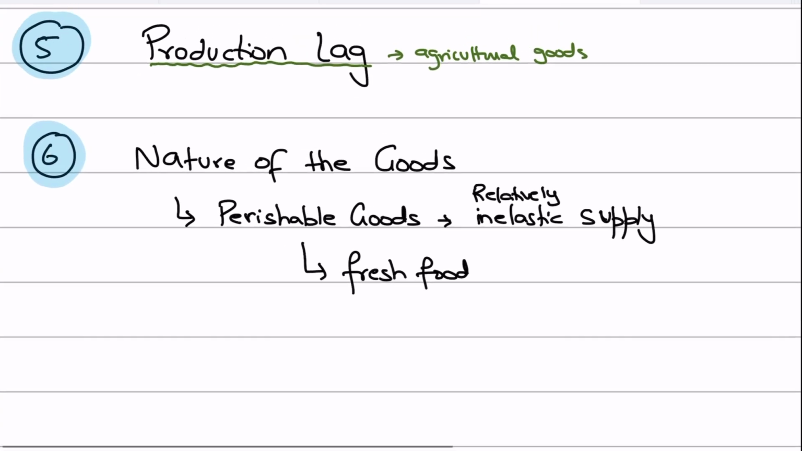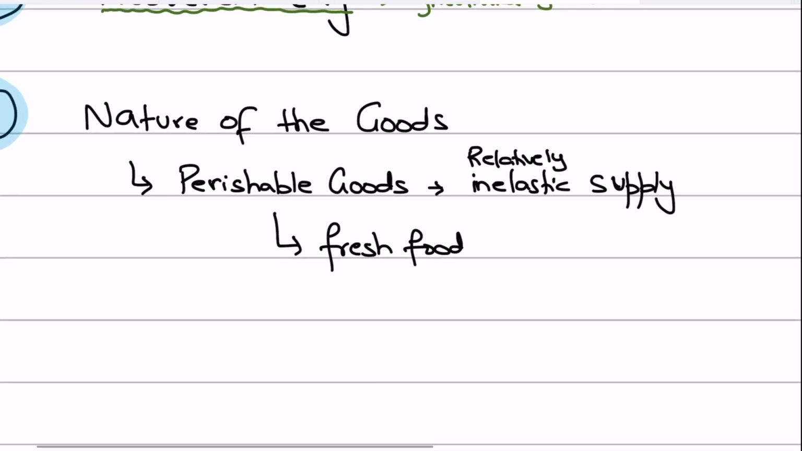Also, the nature of the goods is again something that you must know. For example, goods that are perishable. Some goods are perishable, right? They have inelastic supply. For example, goods like fresh food. The supply of fresh food is inelastic because you can't really store them for long periods. So in that context, it makes the supply really inelastic. But non-perishable goods can be stockpiled, right? Non-perishable goods, write this down, that they can be stockpiled.